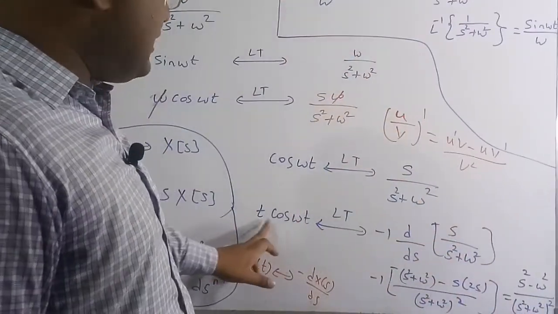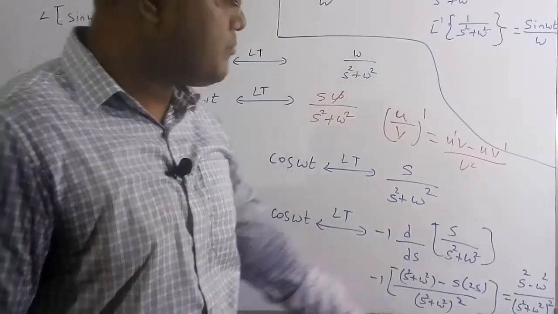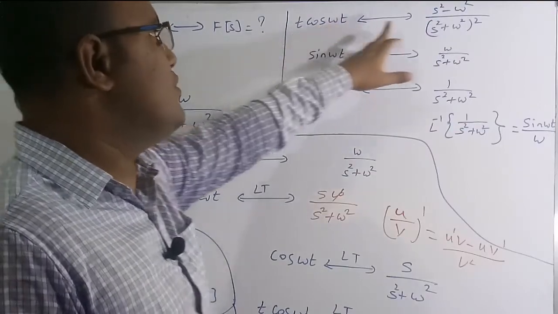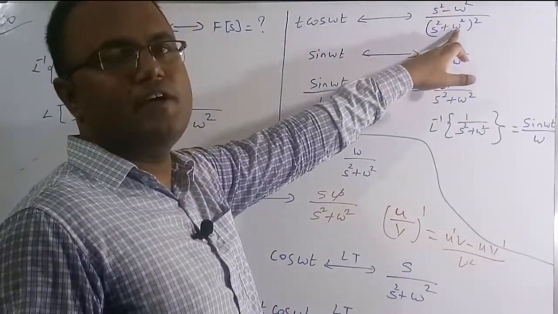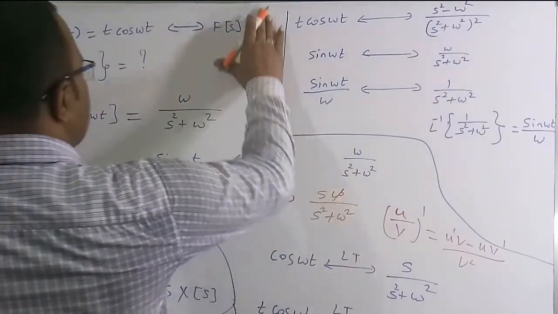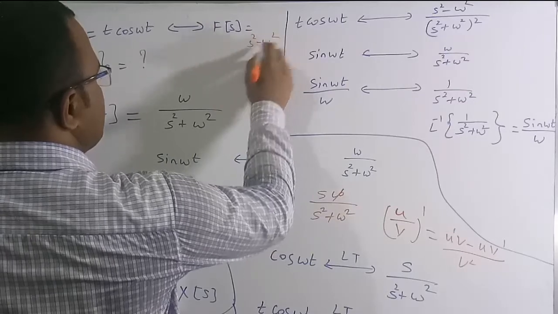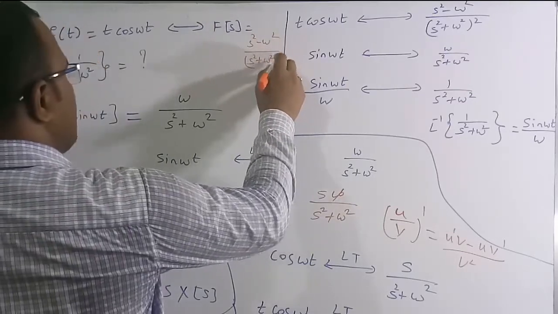Therefore t into cos omega t is going to have a Laplace transform, which is s square minus omega square by s square plus omega square whole square. So we figured out the expression f of s. Therefore f of s is equal to s square minus omega square by s square plus omega square whole square. So this is what we have figured out.